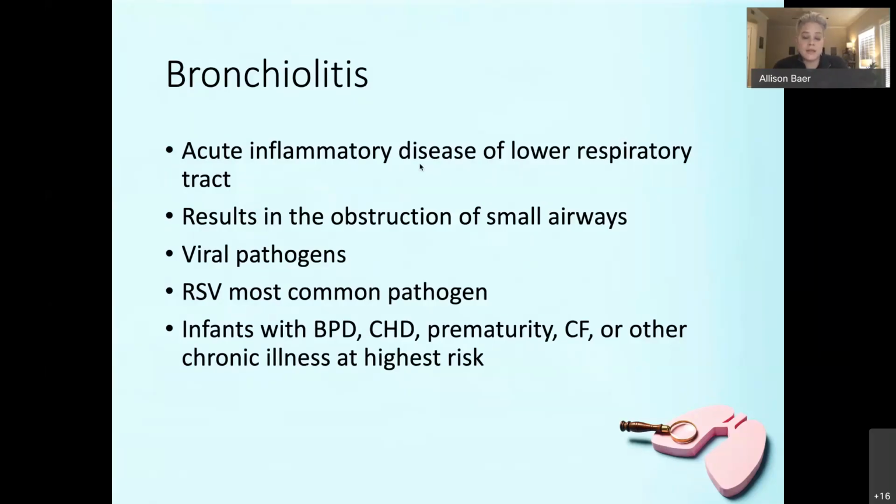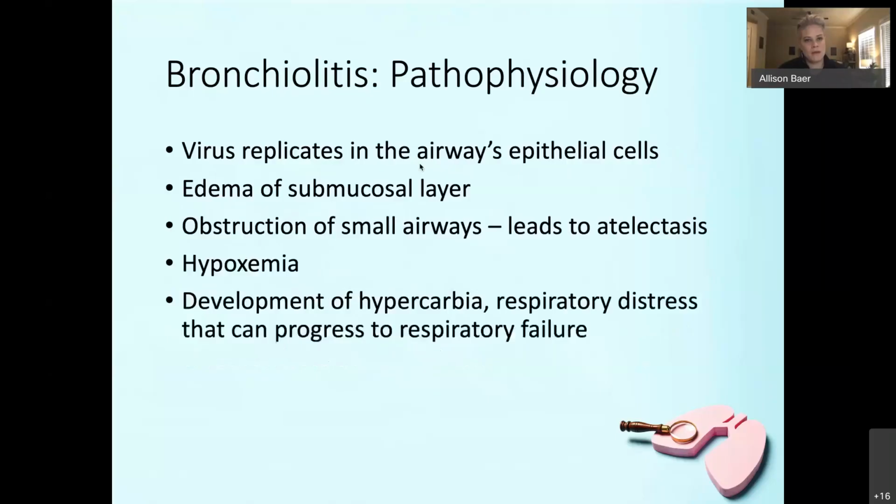Any infant can get this, and any infant can be pretty sick in our ICU with it. But if they have any underlying problems like BPD, congenital heart disease, prematurity, CF, any other chronic illness, that is going to put them at even higher risk. So for pathophysiology, just like any other infection, the virus gets in there, starts replicating itself, causes edema, swelling, and secretion production, which leads to obstruction and atelectasis.